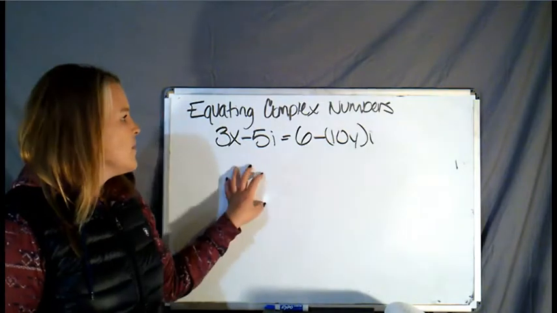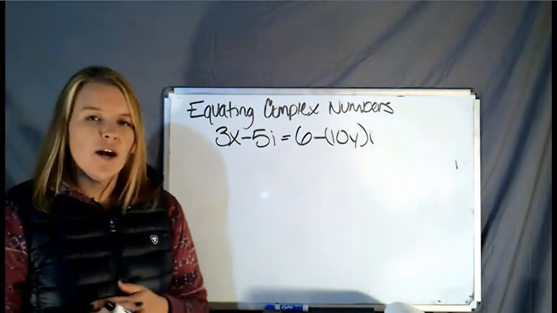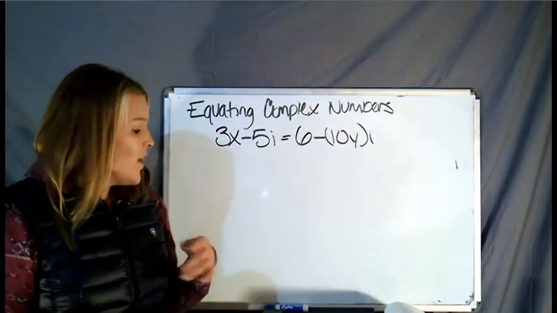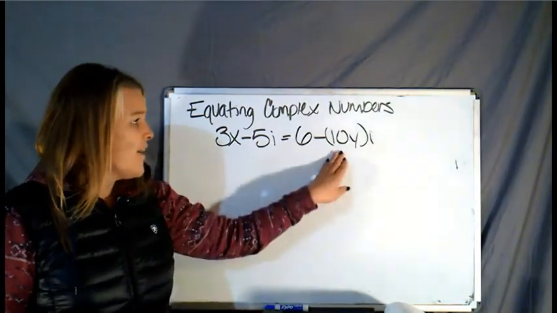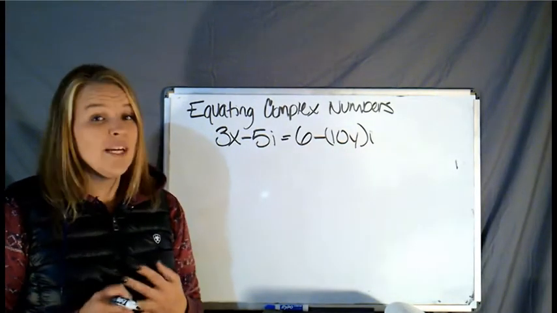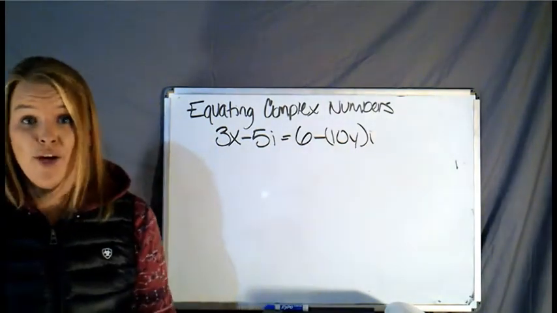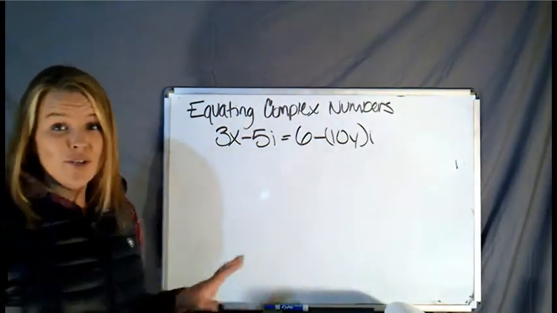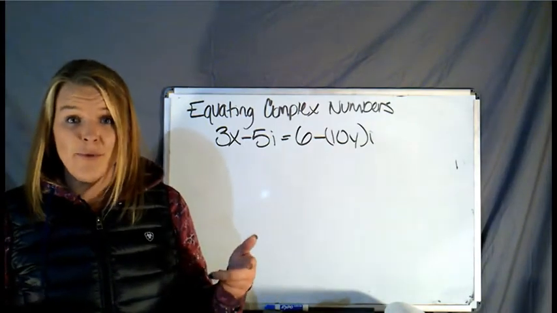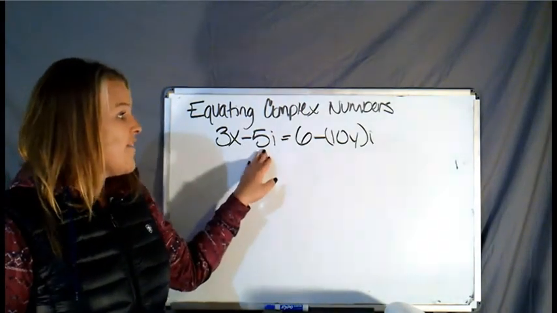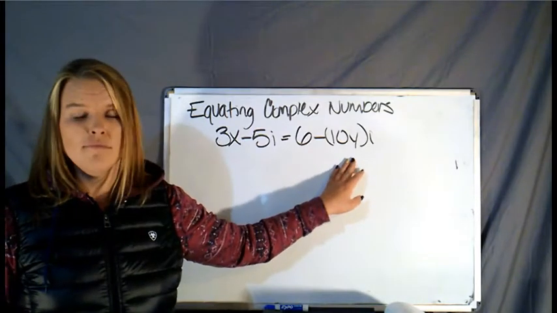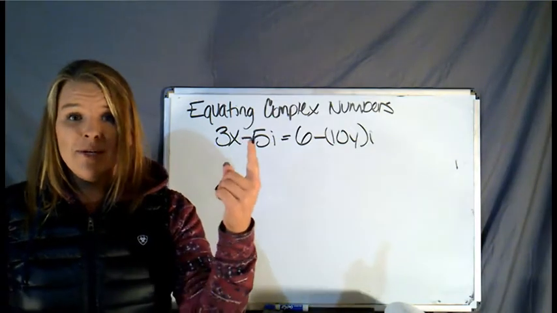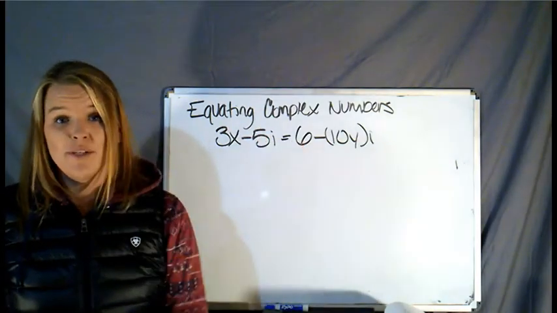I want to make these two complex numbers equal. Well, first, how do we know when that happens? Two complex numbers, like this one and this one, can be equal if, and only if, their real parts, 3x and 6, are equal, and if their imaginary parts, like in this one, 5i and 10y, are equal too. Our real parts need to be equal, and our imaginary parts need to be equal to each other.